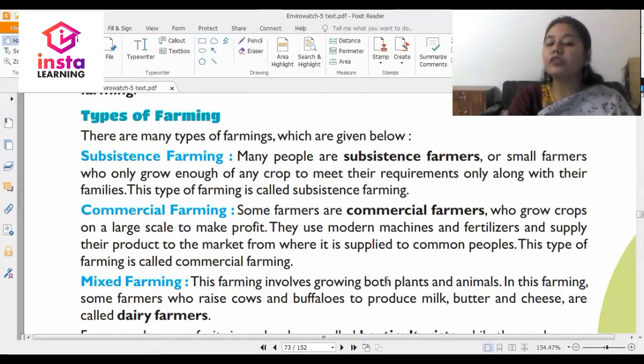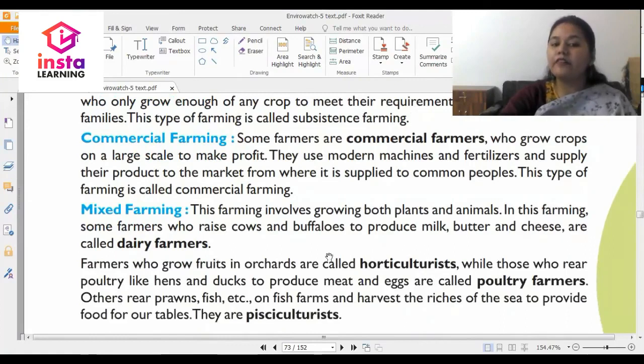This farming involves growing plants and animals. In this farming, some farmers who raise cows and buffaloes to produce milk, butter, cheese are called dairy farmers. Farmers who grow fruits in orchards are called horticulturists, while those who rear poultry like hens and ducks to produce meat and eggs are called poultry farmers.